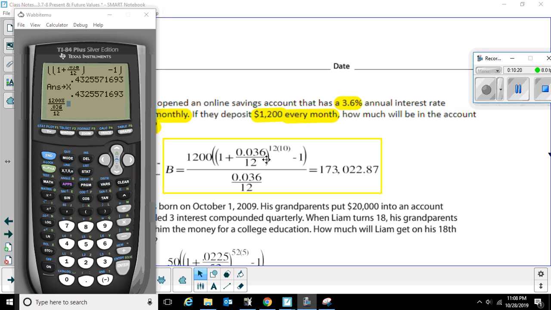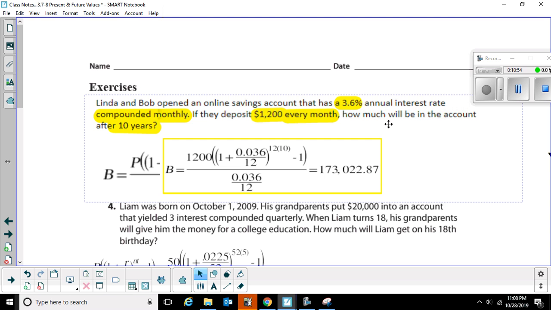Now that I have that value stored under X, I'm going to take 1200 and multiply by that X. Then I'm going to divide it by my numerator, 0.036, denominator 12. I'm going to find the value by hitting enter. And yes, indeed, I should have $173,022.87. Okay, so that is the amount that should be in the account after the 10 years. Okay, let's consider our next question.